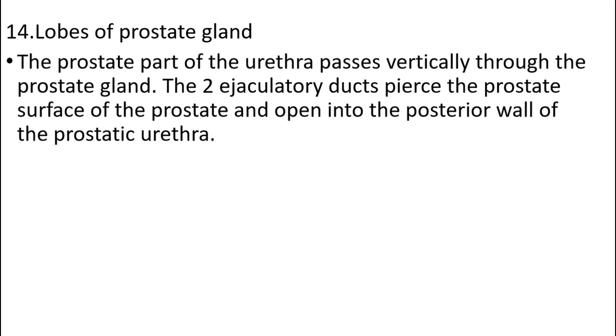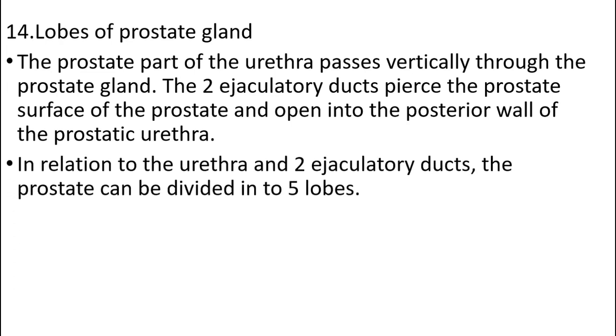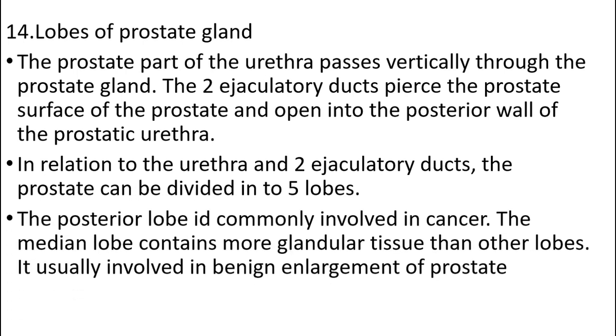Lobes of the prostate gland. The prostatic part of the urethra passes vertically through the prostate gland. The two ejaculatory ducts pierce the surface of the prostate and open into the posterior wall of the prostatic urethra. In relation to the urethra and two ejaculatory ducts, the prostate can be divided into 5 lobes. Posterior lobe, it is commonly involved in cancer. The median lobe consists of more glandular tissue than other lobes. It usually is involved in benign enlargement of the prostate.